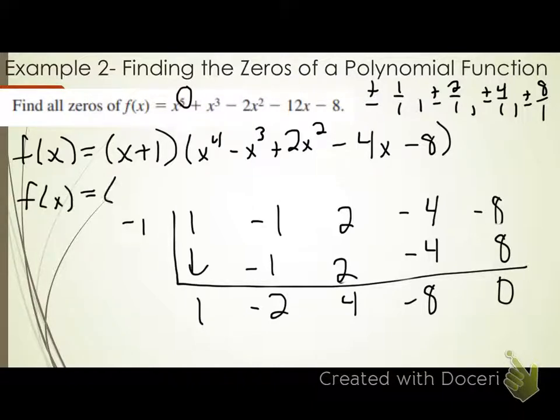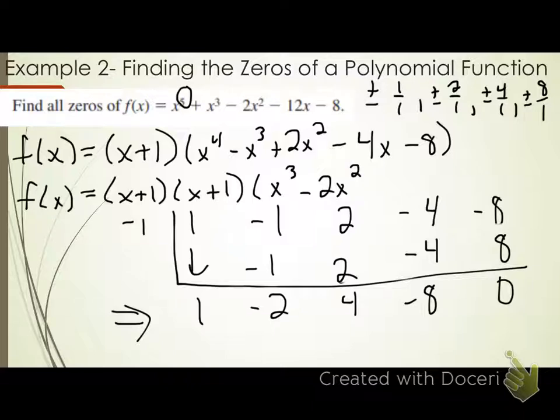So don't forget about this first x plus 1. And now I have another x plus 1. Then my new polynomial comes from my coefficients down here. It's going to give me 1x cubed minus 2x squared plus 4x minus 8. And there's my new polynomial.